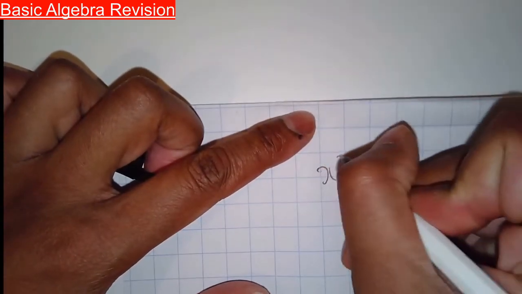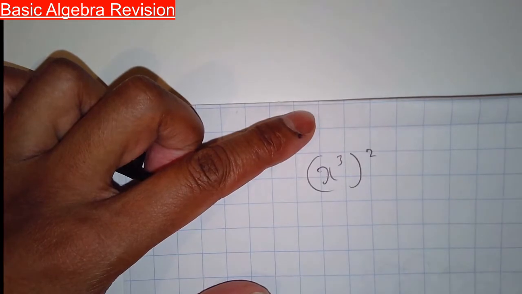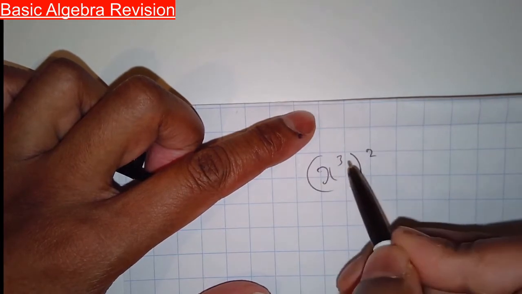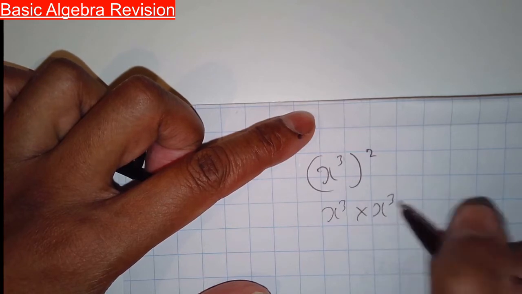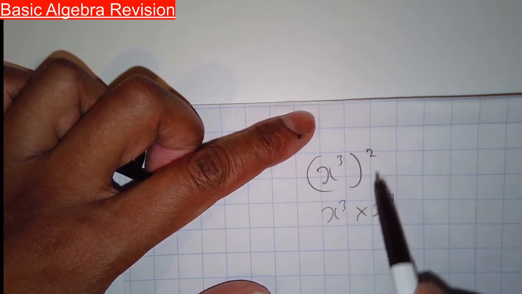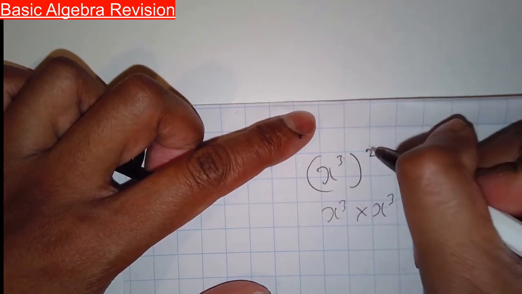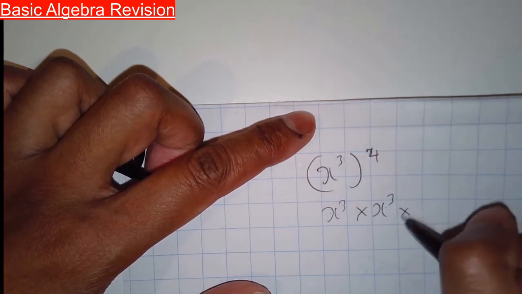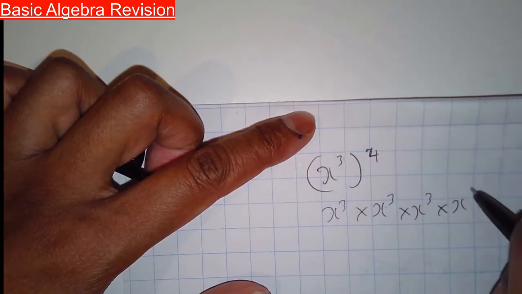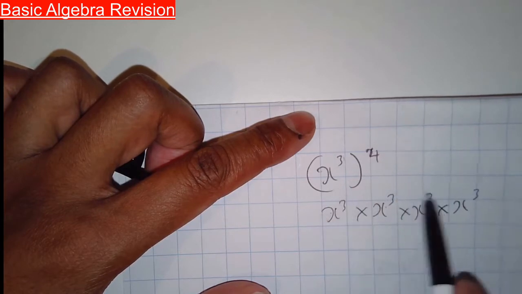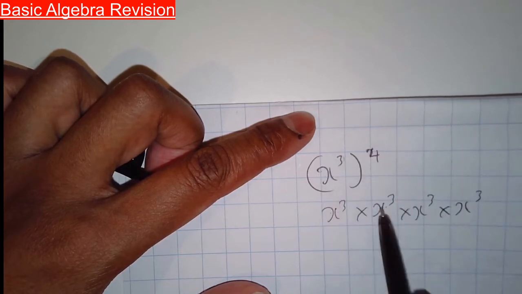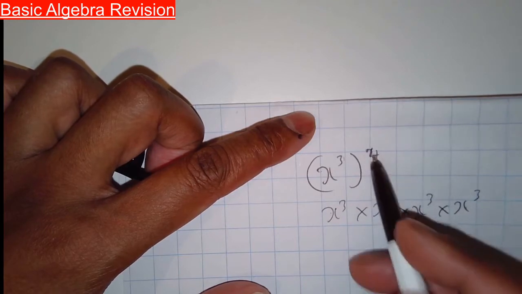Now you might come across something like this. Okay, so what does that mean? It's x to the power of 3 times x to the power of 3. Why twice? Because there's a little 2 there. So if that was, for example, 4, you'd have to have it a few more times there. 1, 2, 3, 4. Why is there 4 of those there? Because of the little 4.